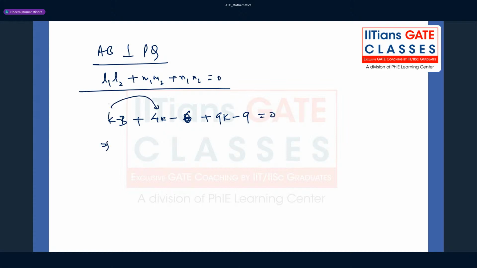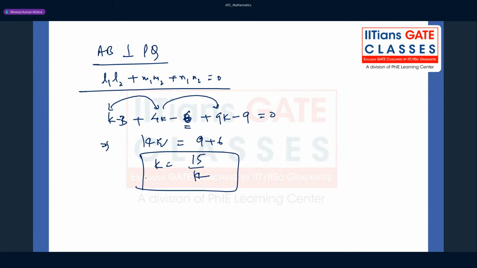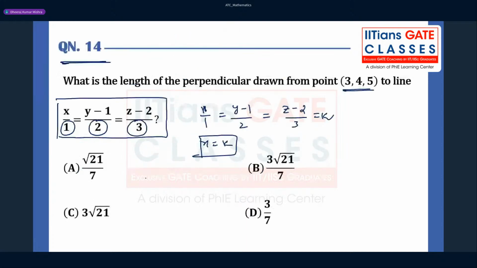So what is k? K plus 4k is going to be 5k, and 5k plus 9k is going to be 14k, right? Now 14k is equal to what? 9, and you can take this guy to this side, so it is nothing but 6, right? So k is going to be 15 by 14. So this is the point that you have got. It is again quite a lengthy question only. The correct option that you will get after solving this, now that you have got the k value, is option B.